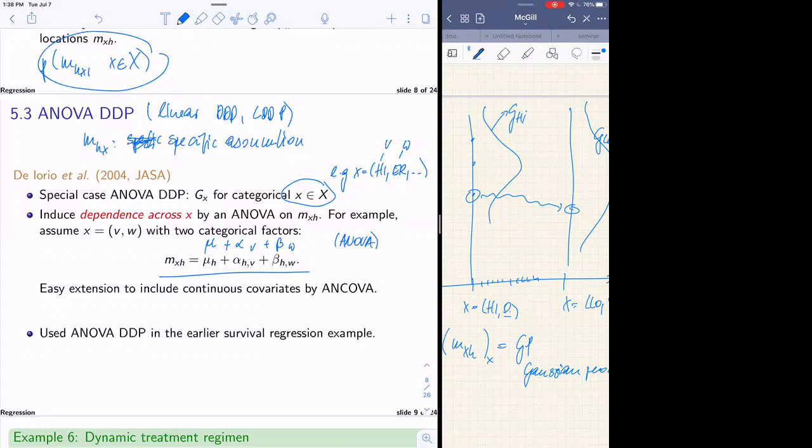Just we have to do it for each of the point masses. That's why there's that second index H, that additional sub-index H. And then just put an ANOVA prior on the ANOVA effects. That's it. Doing this is a very cheap way of making the M sub X H, remember, those are the locations of the atoms for our discrete probability measures, dependent across the covariate levels. If the covariates are categorical, an easy way is to just assume an ANOVA model, just write down an ANOVA model.